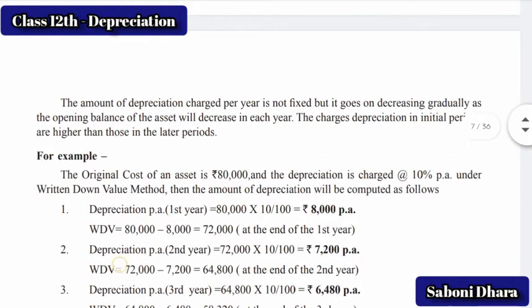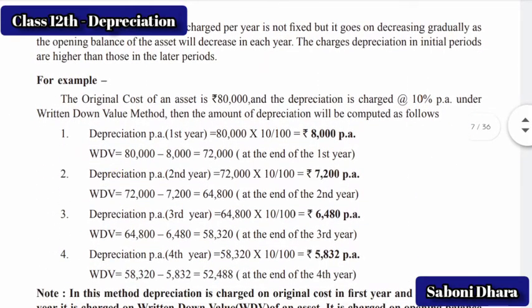So the amount of depreciation charged per year is not fixed. In the diminishing method, we need to understand that it is not fixed for each and every year. It is going to decrease by year. The depreciation charges in the initial period are higher than those of the later period. Let me explain with the same example written over here.